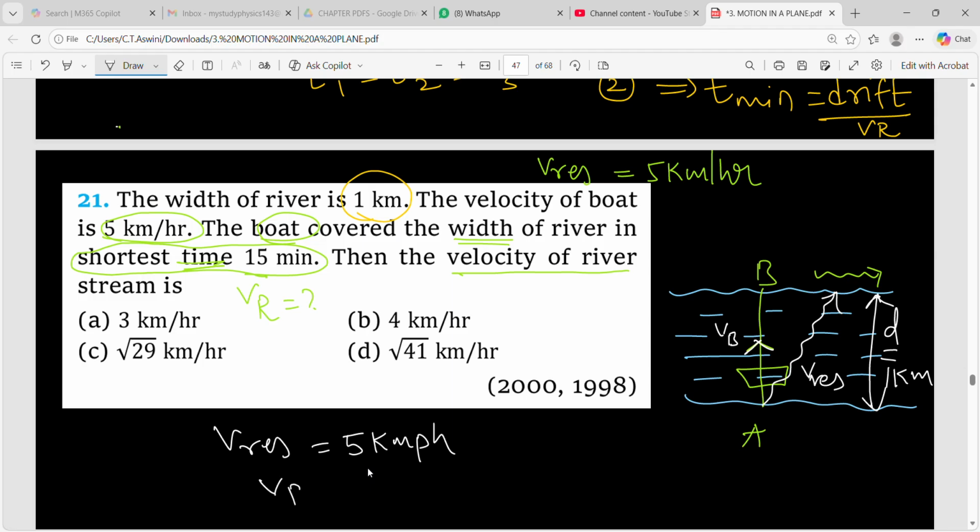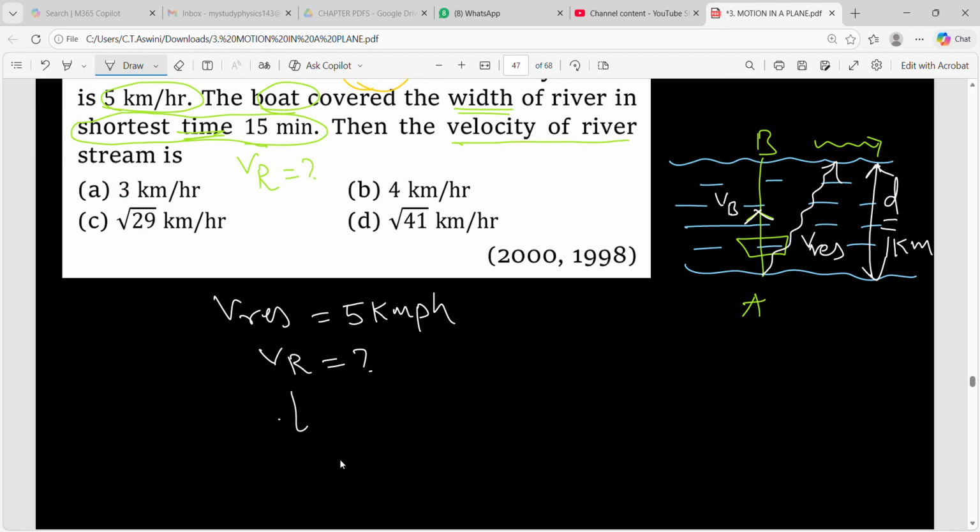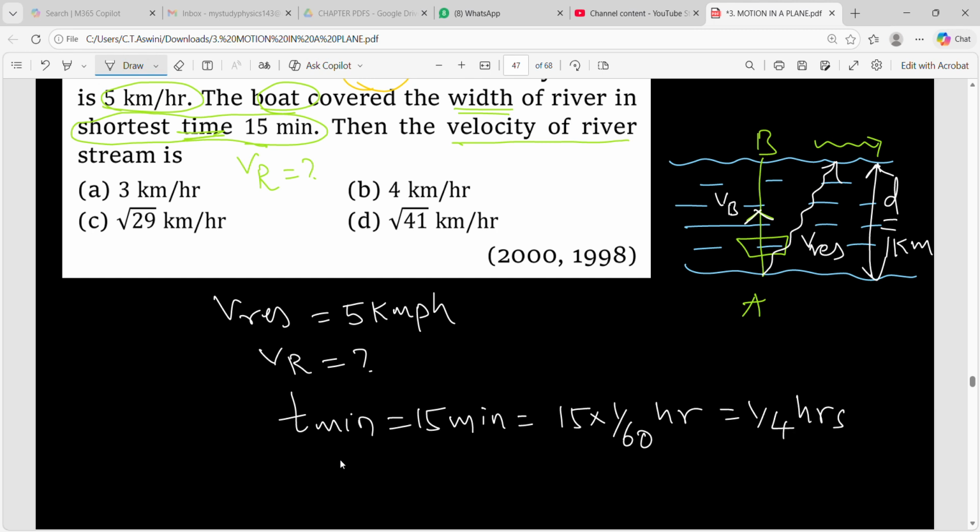They are asking you the velocity of river, and minimum time is given. What is the minimum time? It is 15 minutes. If you see the options, they are given in kilometers per hour. So 1 minute is 1 by 60 hours. So how much will you get? 1 by 4 hours.